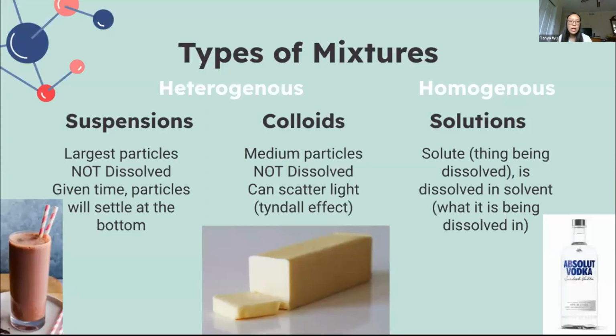For heterogeneous, you have suspensions. In suspensions, they have relatively large particle sizes. They are not dissolved, and given time, the particles will settle out at the bottom. Some examples of suspensions would be mud, chocolate milk, stuff like that. Colloids have medium-sized particles. They are also not dissolved, but they can scatter light. So if you shine a light through some colloids, they will scatter light and you'll see that.